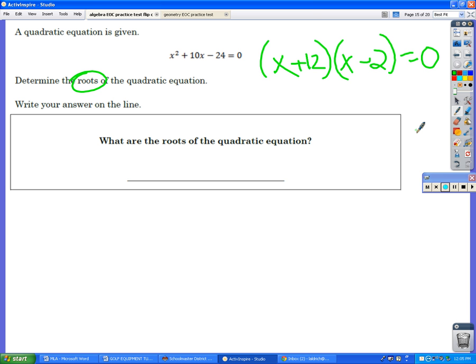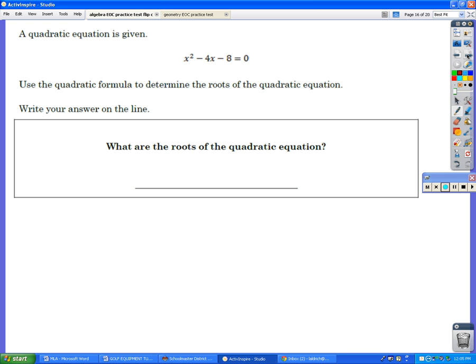Okay. And so since x plus 12 equals 0, what's the answer here? Negative 12. Negative 12. And since x minus 2 equals 0, the answer there is 2. I got the second number right, just not the first one.